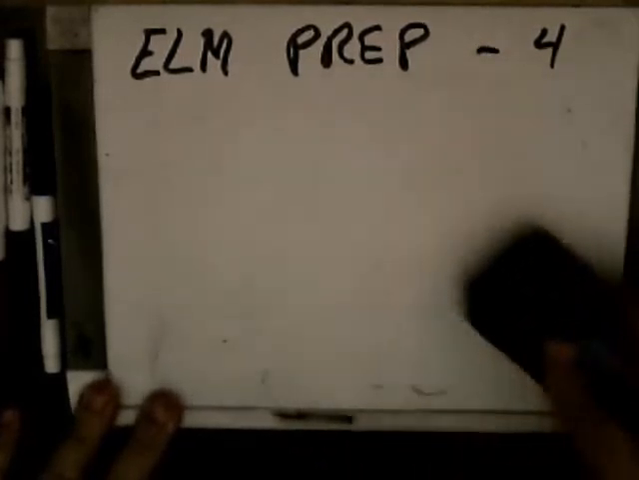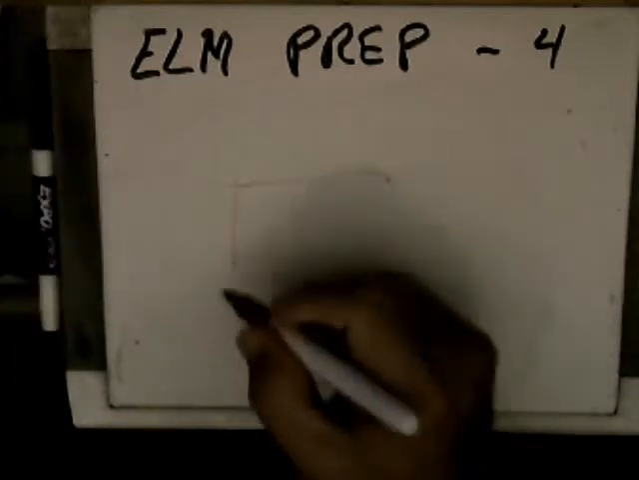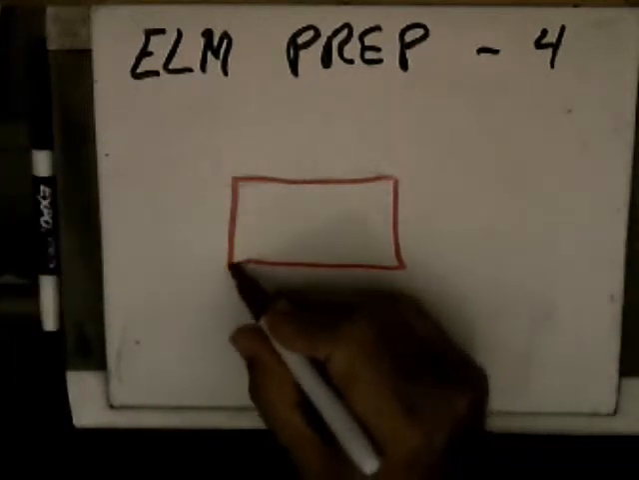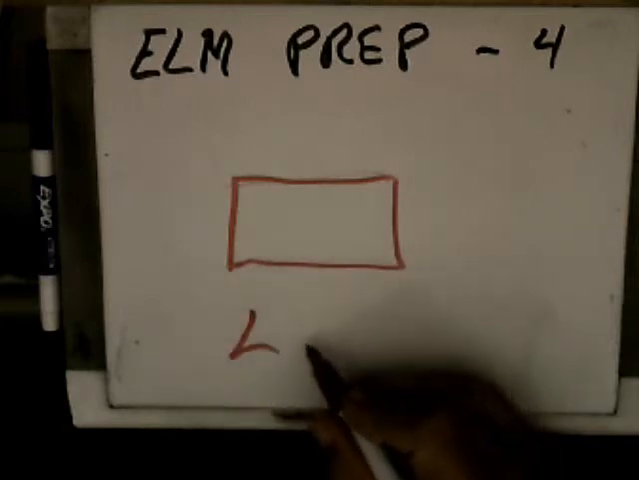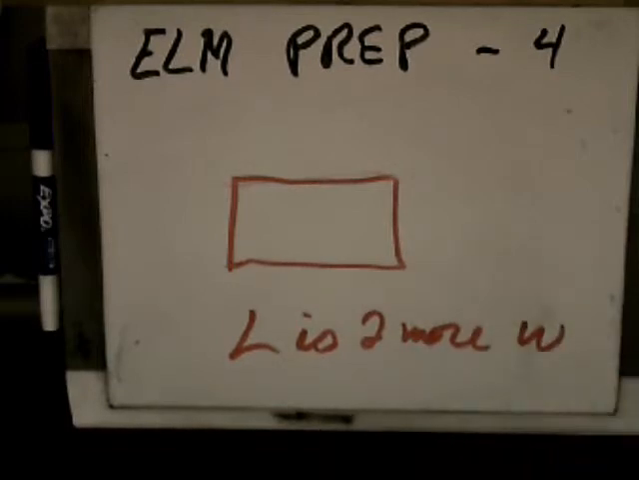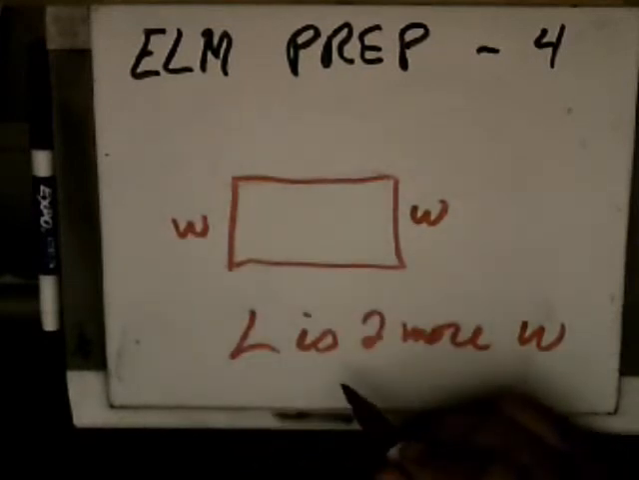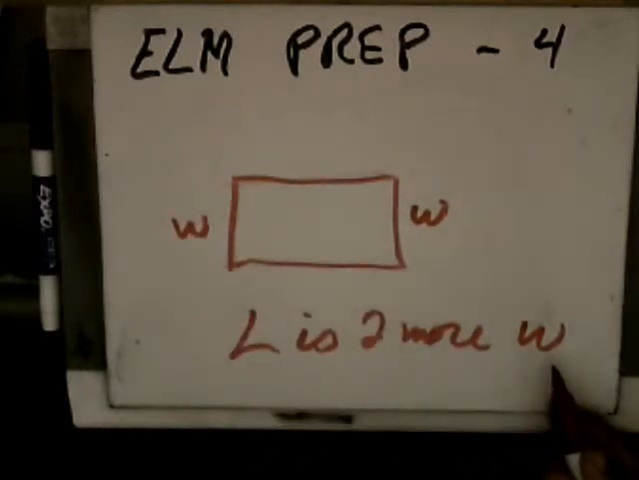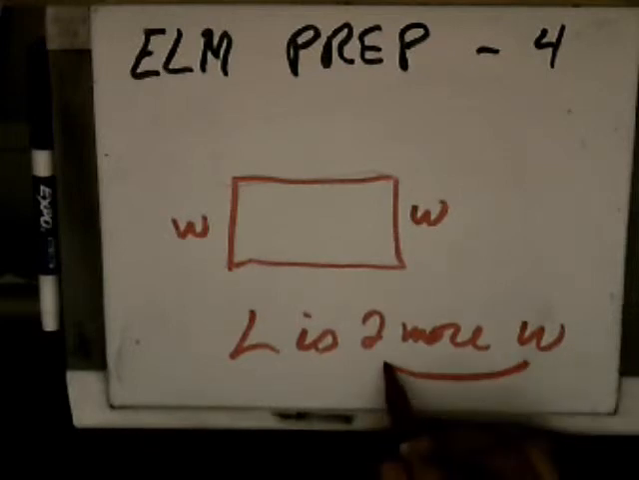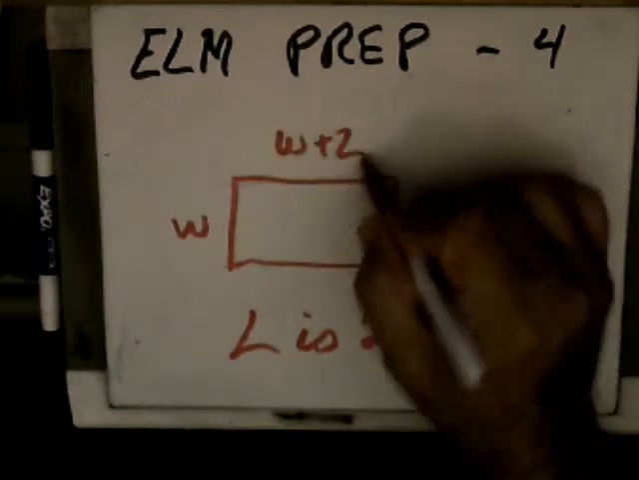Okay, we'll play around with a little more of this as we go along, because they do all sorts of fancy things with these rectangles. They might say, given a rectangle where the length is 2 more than the width. Well, we know this is width. The question is, what's length? Well, it's 2 more than the width. Well, that's W plus 2. The more means plus. So the length is actually W plus 2.